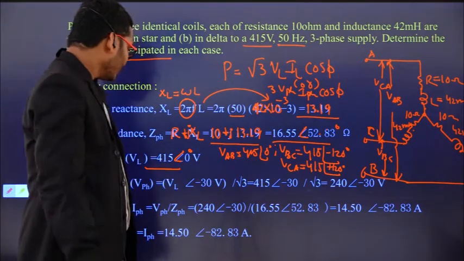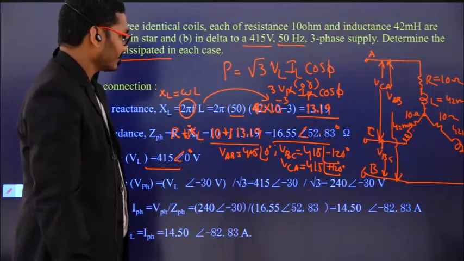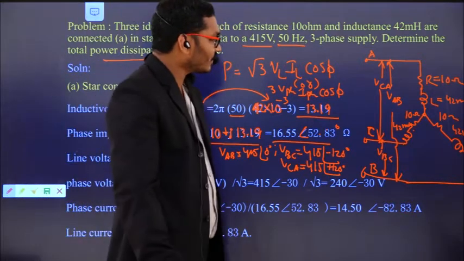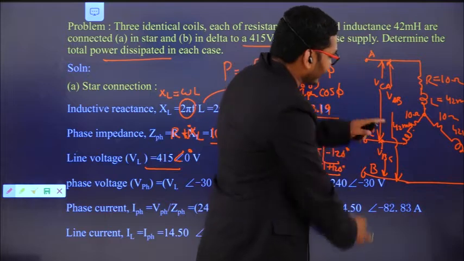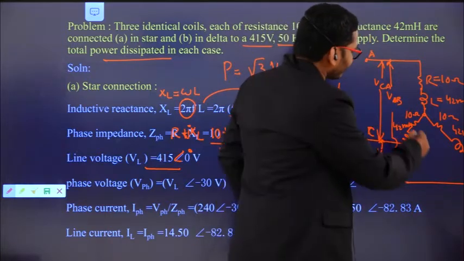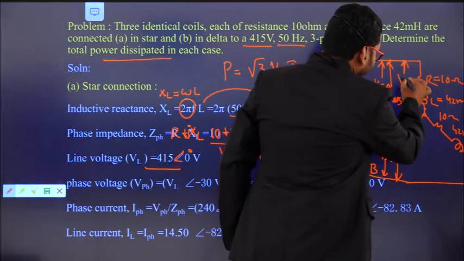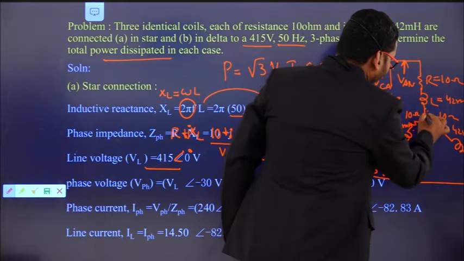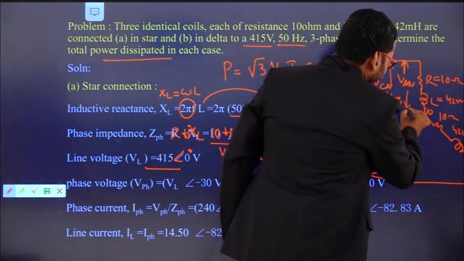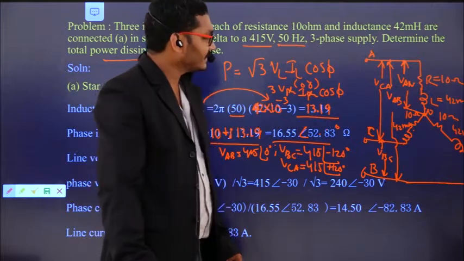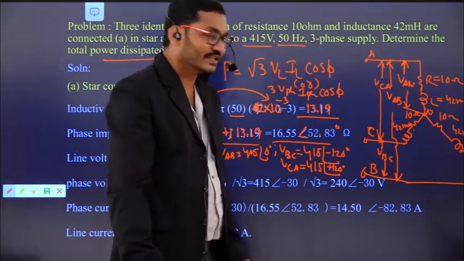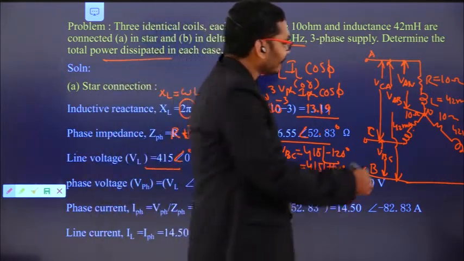If you want to find the phase voltage, why do we want it? Here he has given the voltage across the lines. Suppose this is the phase voltage VAN, and this is the neutral point N, so the voltage across A to N is the phase voltage. Similarly VAN, VBN, VCN are the phase voltages. Once you find the phase voltages, you can directly find the phase current.